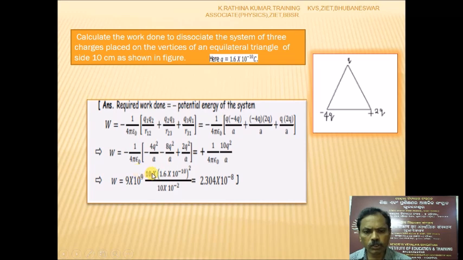Substitute the values: 10 into 1.6 into 10 power minus 10, the whole square, divided by 10 into 10 power minus 2, which gives the value 2.304 into 10 power 8. For this simplification you have to take careful observation, and calculation is to be followed, then you can get the answer. Without hurry, substituting the values properly will give you the right answer.